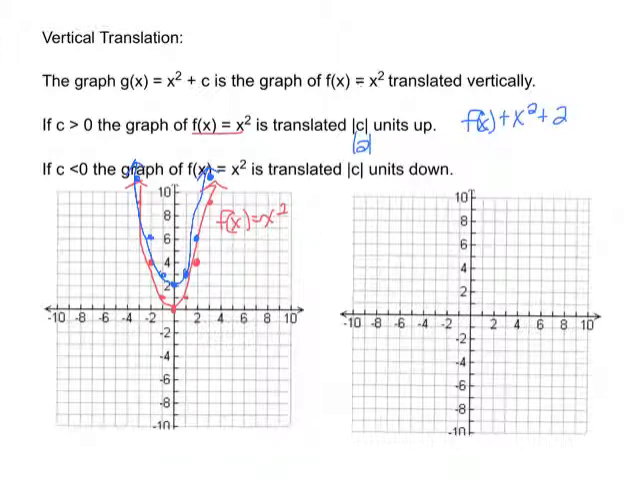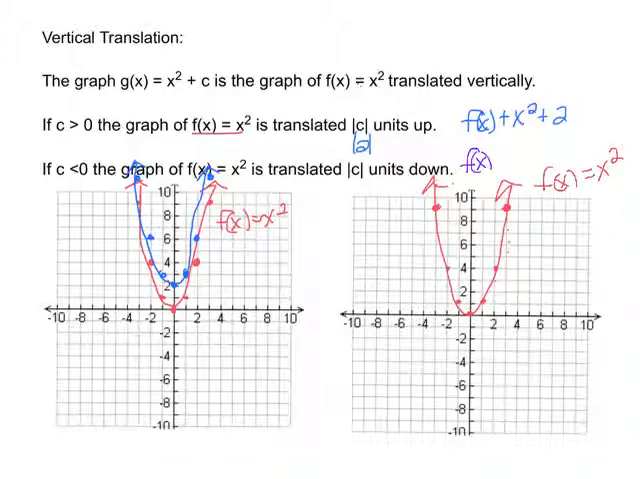Then our second line says that if c is less than 0, the graph of f of x squared is translated c units down. So let's draw our f of x equals x squared again. My vertex is at 0, 0. So I have my parabola of f of x equals x squared. Now let's look at the parabola that is f of x equals x squared minus 2.